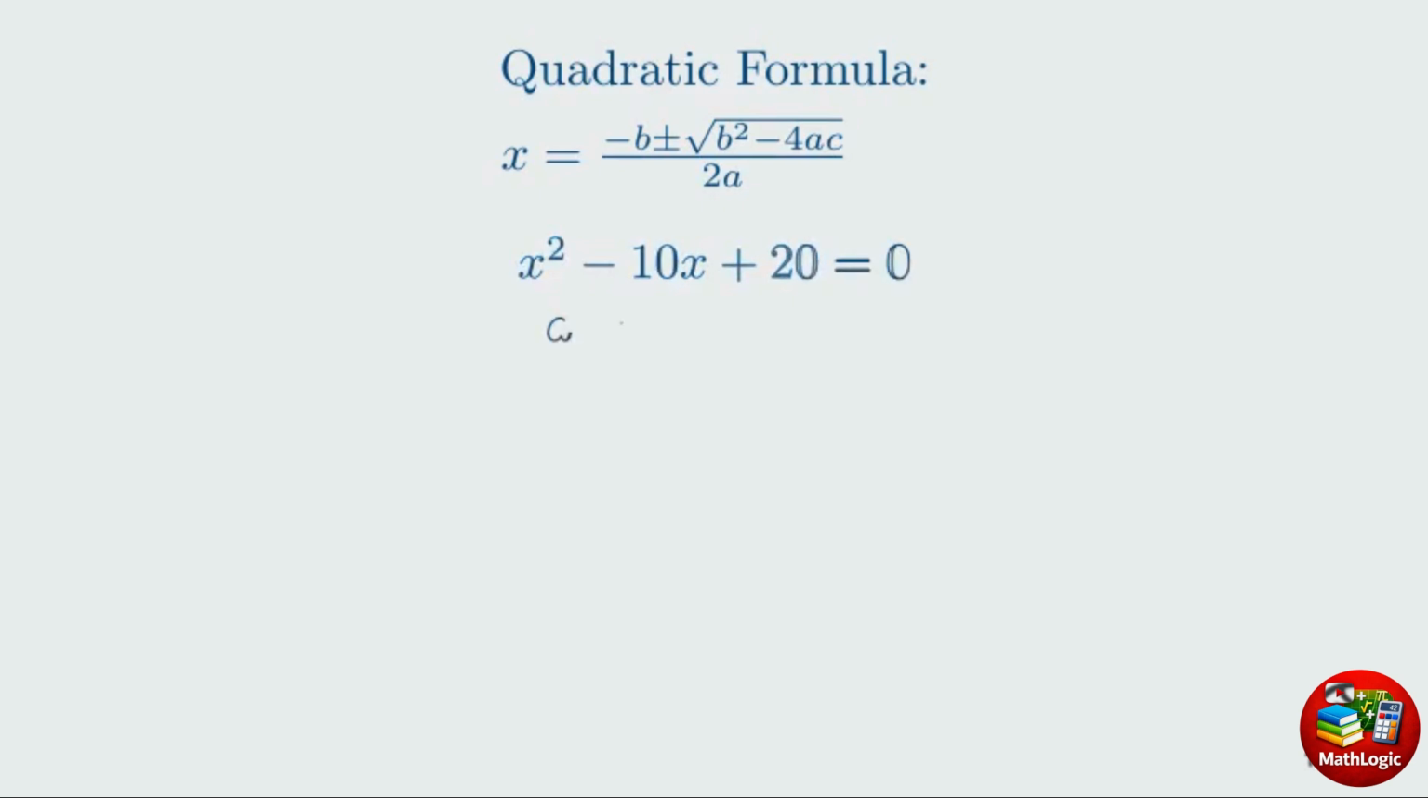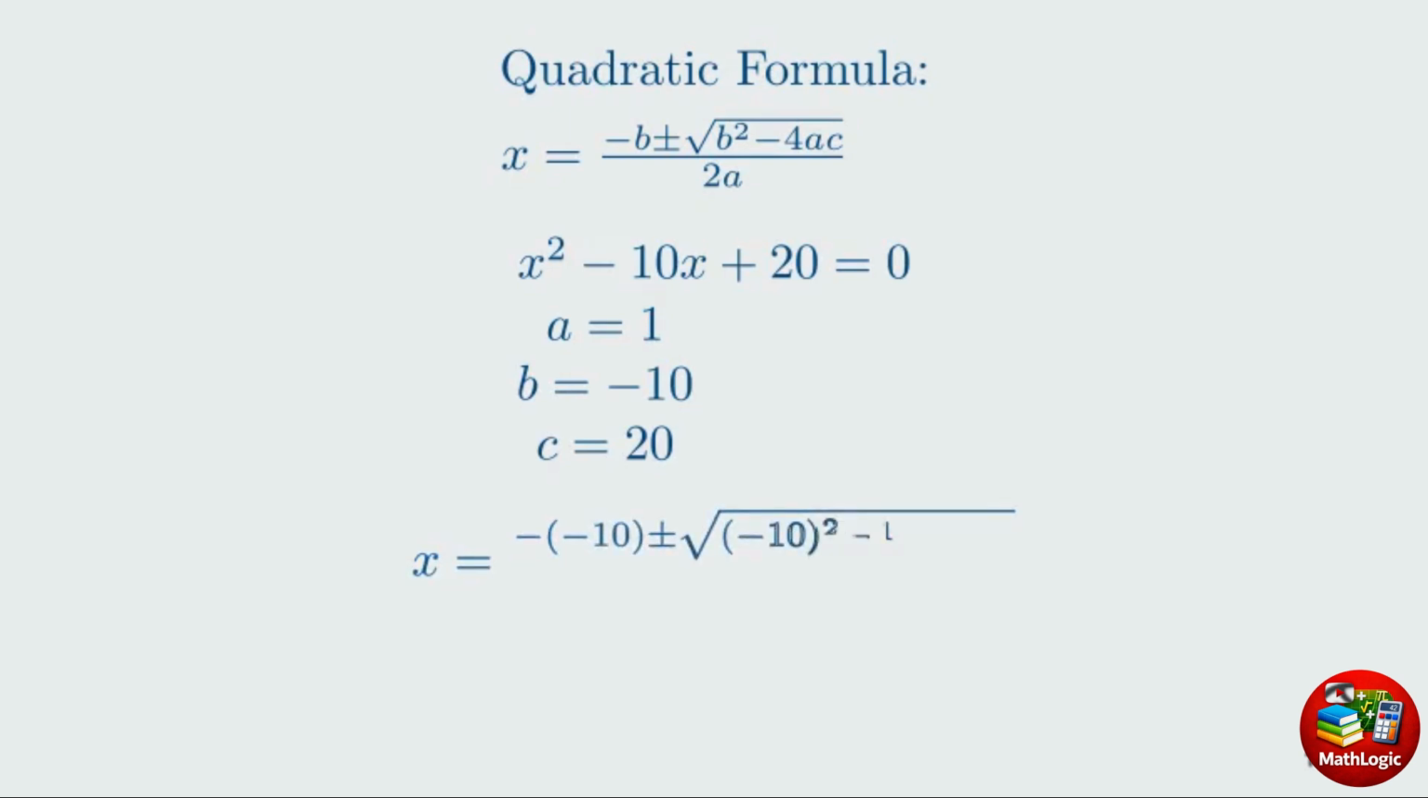Now, we substitute these values into the quadratic formula. This gives us x equals negative negative 10, plus or minus the square root of negative 10 squared, minus 4 times 1 times 20, all over 2 times 1. Let's simplify this expression step by step.